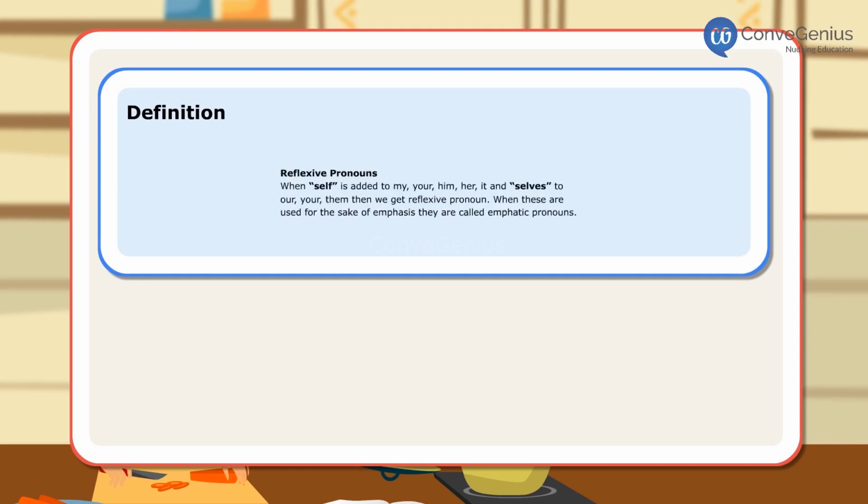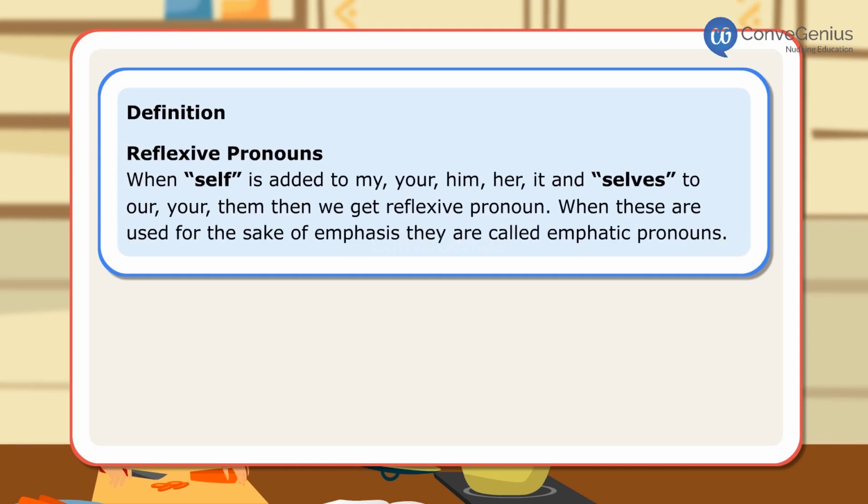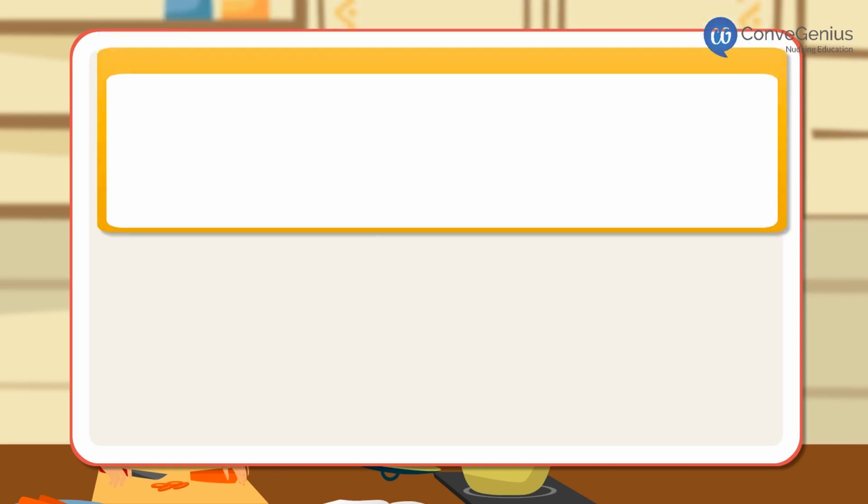Definition: reflexive pronouns. When self is added to my, your, him, her, it, and selves to our, your, them, then we get a reflexive pronoun. When these are used for the sake of emphasis, they are called emphatic pronouns.